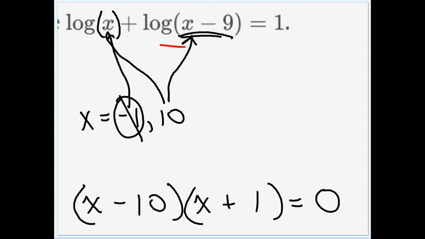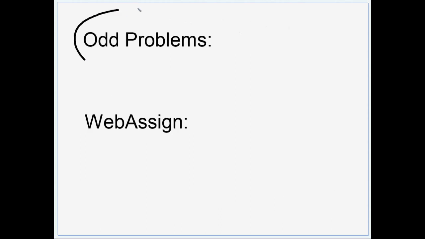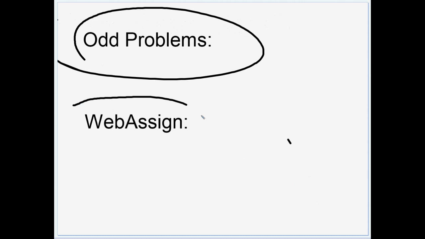All right, I think the show is over. We'll do some odd problems in class for practice, and that'll get you ready for the WebAssign, and then you're going to be a log and exponential solving expert. I will see you in class.